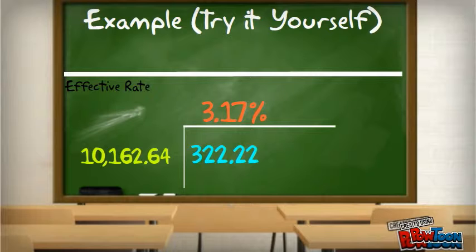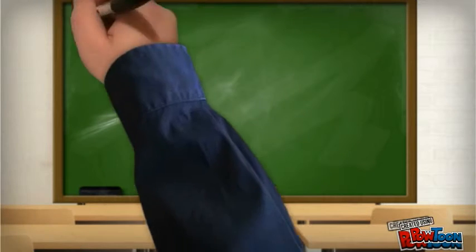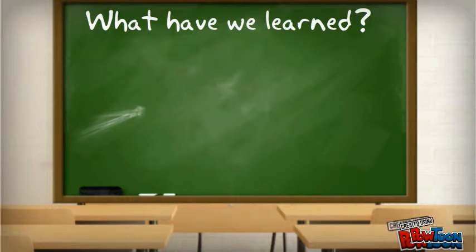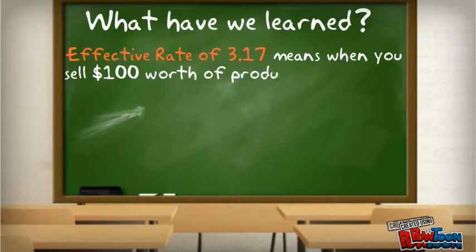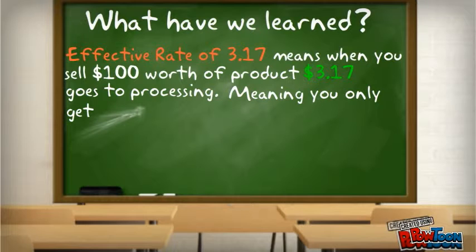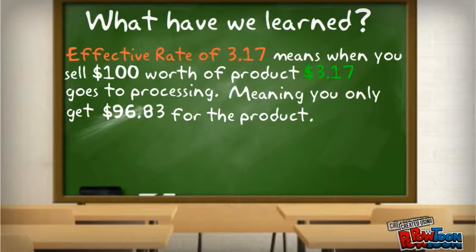That's the effective rate. So what have we learned? Well, an effective rate of 3.17 means that when you sell $100 worth of product, you're actually giving away $3.17 of your money for card processing, meaning you only get to keep $96.83.